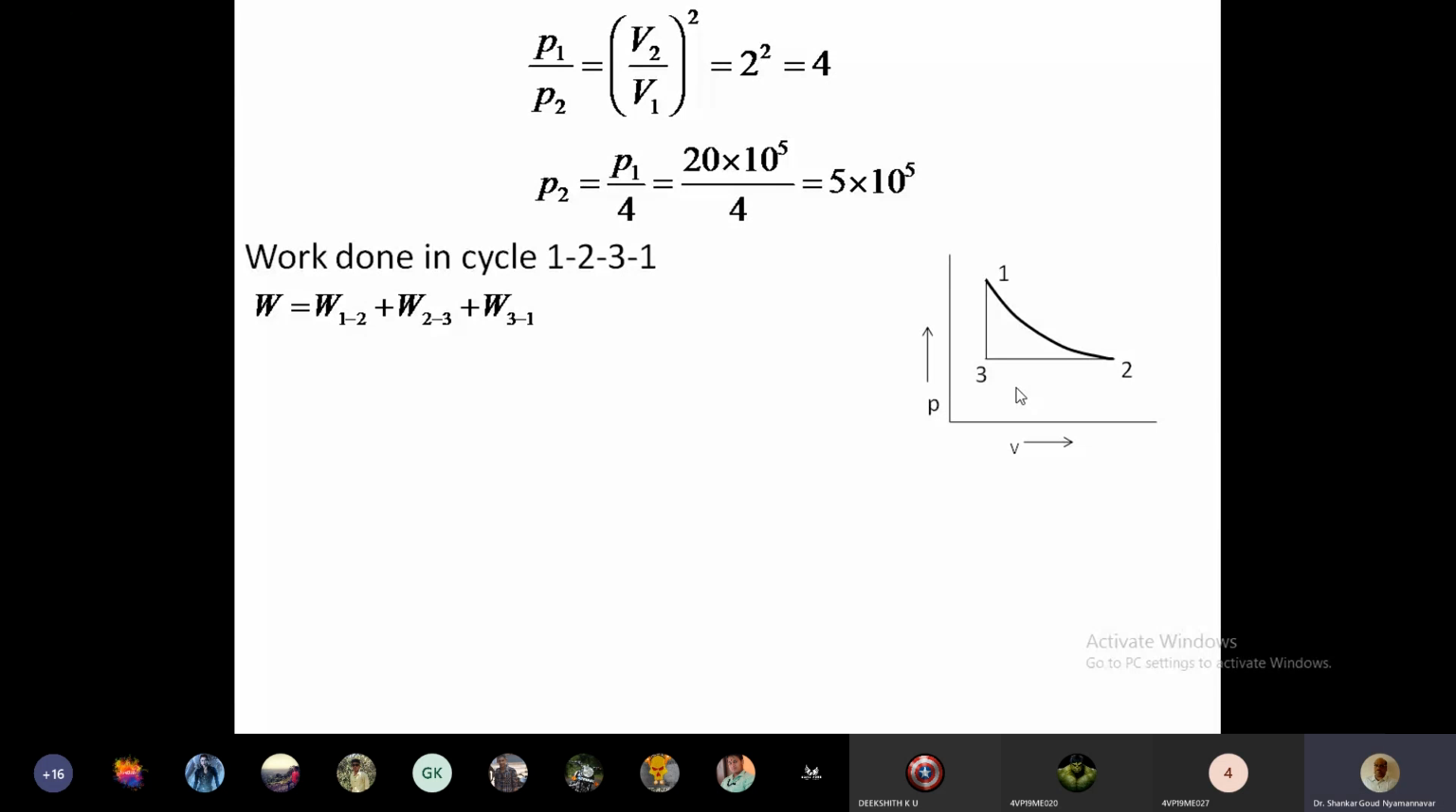Then what is the work done in process 1 to 2? Are you able to do it or not? If you don't understand, please ask me. Don't keep quiet, okay? 5 into 10 to the power 4. Which one is it? Work done from 1 to 2.